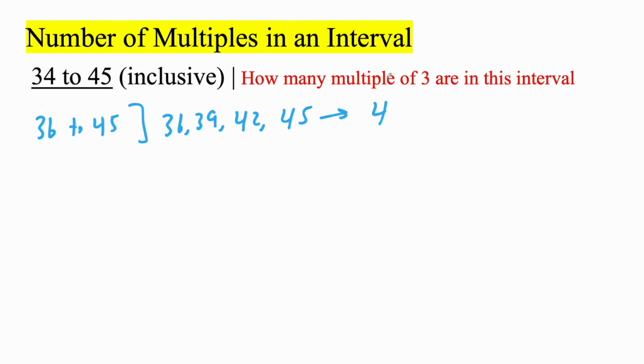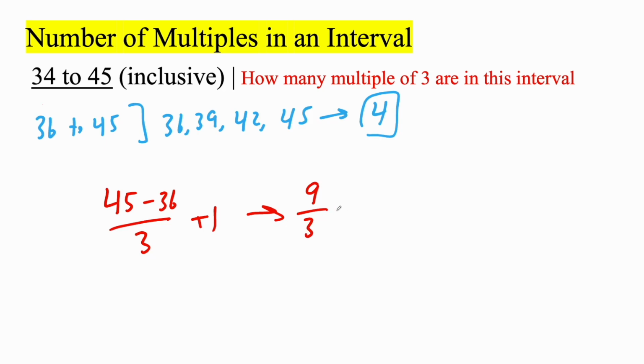So how many multiples of 3 are in this interval? 4. But we're also going to use the formula. And the formula is more important because that's ultimately how you're going to solve all types of problems. So 45 minus 36 divided by 3, because our multiple is 3, plus 1. 45 minus 36 is 9. 9 divided by 3 plus 1. 9 divided by 3 is 3. 3 plus 1 is equal to 4. And so it's a match.